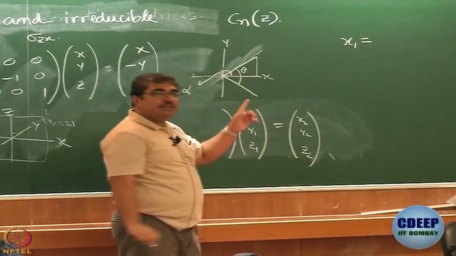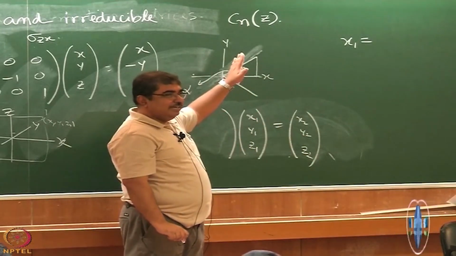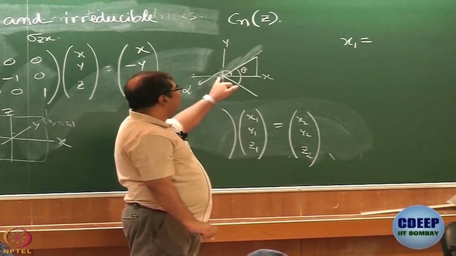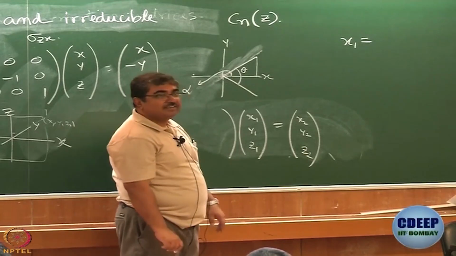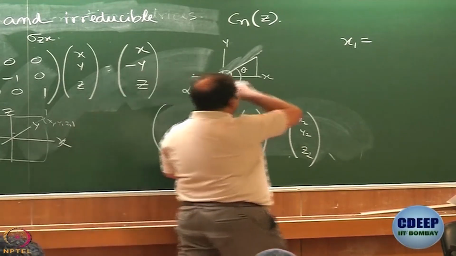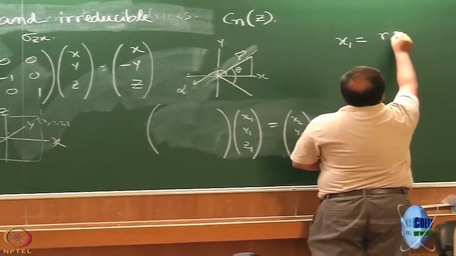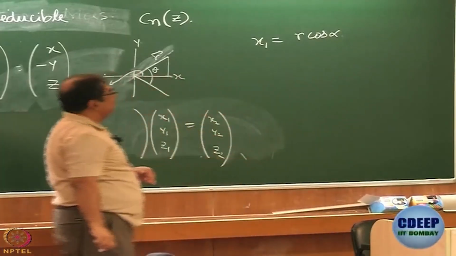x1 is the x coordinate of the point in its initial position, the initial point. What is x1? The angle between the position vector and the x axis is alpha. What is x1? Okay, r cos alpha. I will just not write that arrow, it's okay.